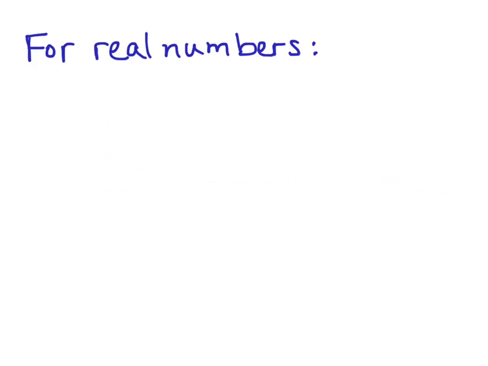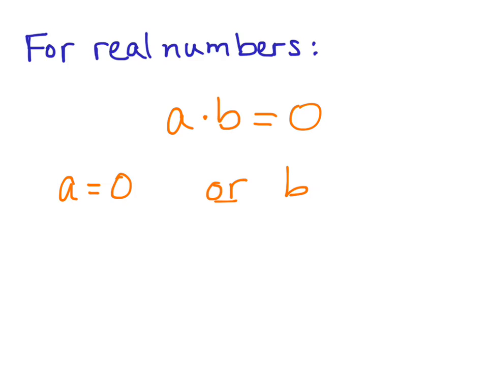So the property says that for real numbers, if we have two real numbers being multiplied that equal 0, then we know that either the first number, a, must be 0, or the second number, b, must be 0. So this is cool because without even knowing what a or b is, I know for sure the value of one of those numbers. So notice, let's try a few examples.